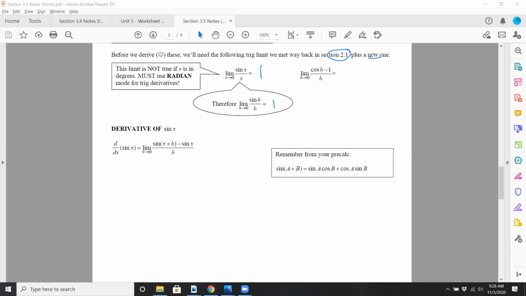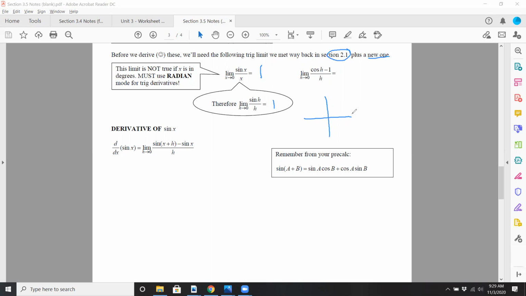This is a new one. We haven't done cosine h minus 1 over h. If you were to actually graph that in your calculator, or plug in a number close to 0, like cosine of 0.1 minus 1 over 0.1, you're going to get... let me actually graph that in my calculator so I can see how it looks. My calculator's really slow right now.